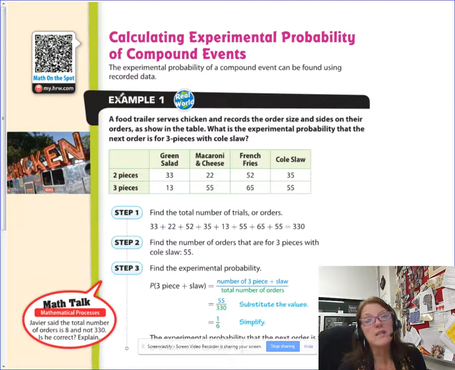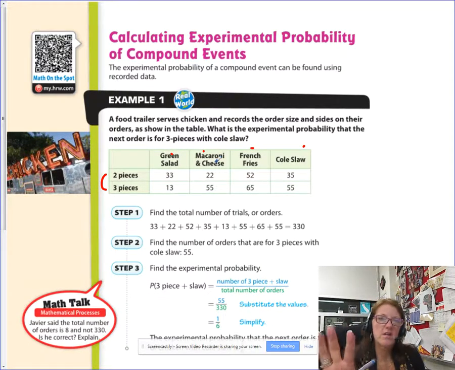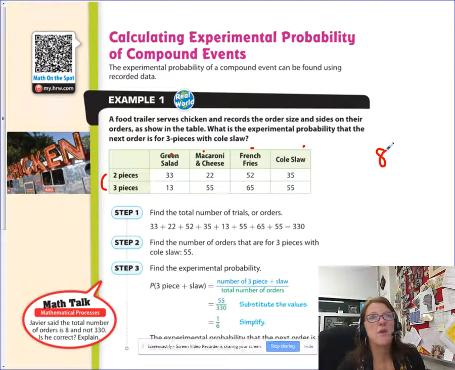Here they've got one laid out for you. So imagine that you are going to some chicken joint, whatever that may be, and you have your choices of either the 2-piece or the 3-piece dinner. With each of those, you get a choice of a side, and you might have a salad, mac and cheese, French fries, or coleslaw. So you've got 4 different side options. You have 2 different sizes for your chicken. 2 times 4 gives you 8 possible combinations, or specific outcomes.